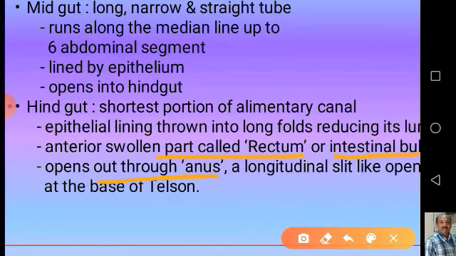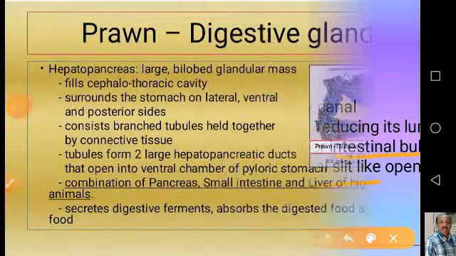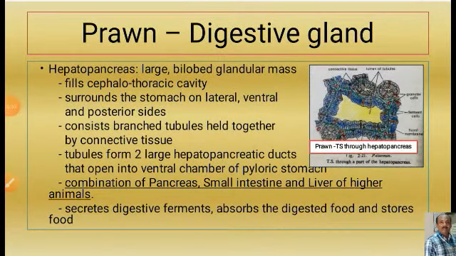The anus is a longitudinal slit-like opening, situated on a raised papilla at the base of the telson. Now coming to the prawn digestive gland. As we have discussed, the structural aspect of the prawn digestive system has one alimentary canal and the digestive glands. We have discussed so far the alimentary canal and its parts. Now let us come to the digestive gland.